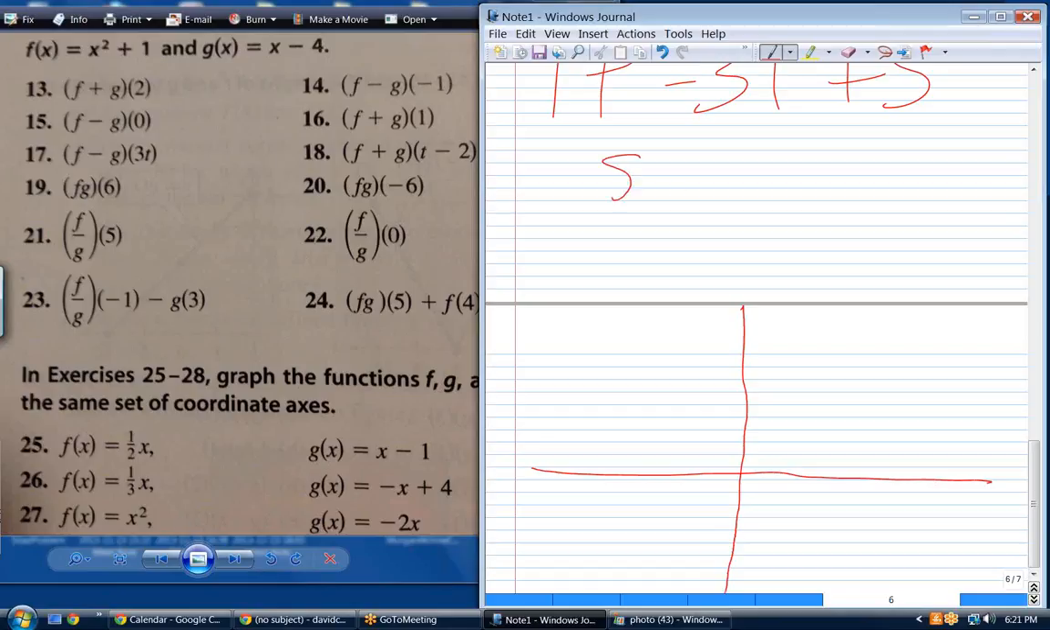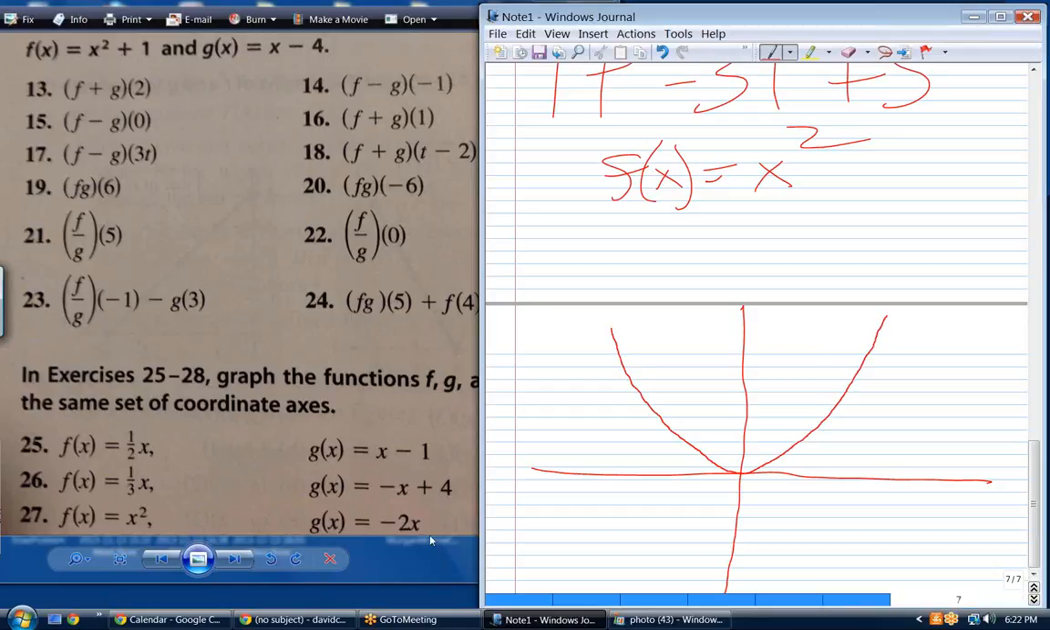f of x equals x squared. What does that graph look like? It's just a parabola, a parabola with its vertex at the origin. Yeah. Okay.